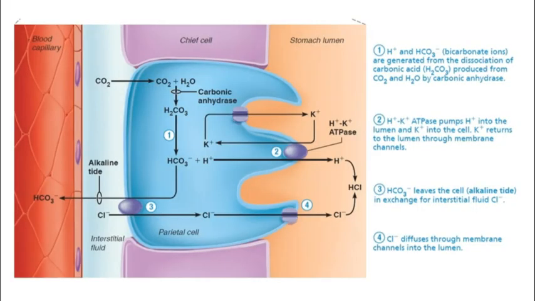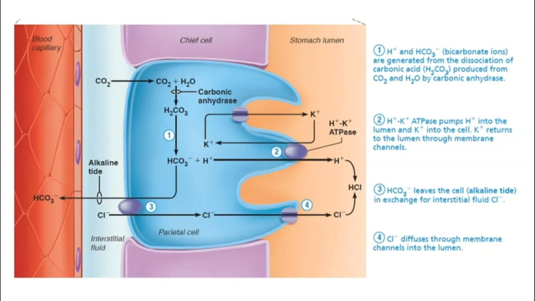So let's briefly look at the mechanism of hydrochloric acid production. The parietal cells, which are shown in blue in this diagram, convert carbon dioxide into bicarbonate using an enzyme called carbonic anhydrase. We saw the same enzyme converting carbon dioxide into bicarbonate in the red blood cells. In this process, hydrogen ions, or H+, are created, and they are pumped into the stomach lumen. Bicarbonate is then pumped out of the parietal cell, and it moves into the bloodstream. This is a phenomenon known as the alkaline tide.